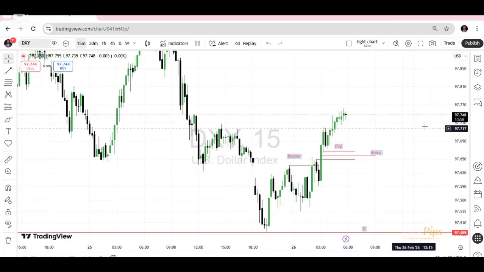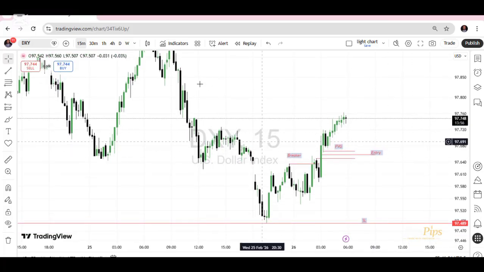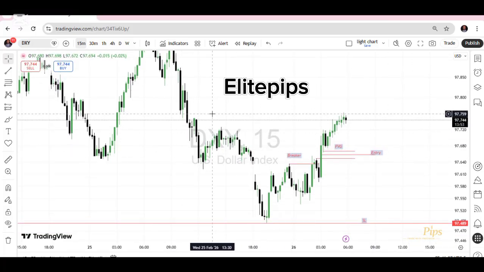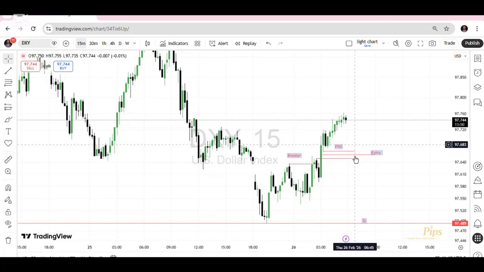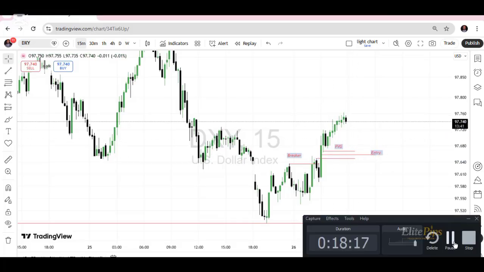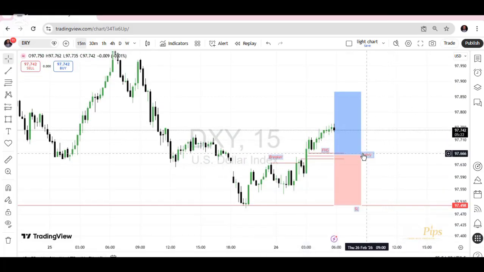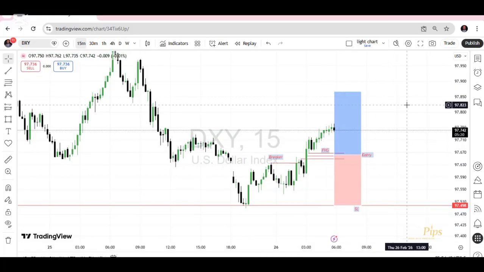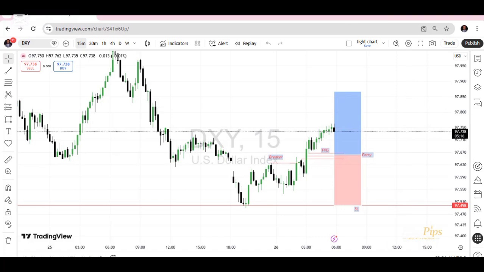Where are we targeting? You see, we have a price fair value gap here. So if price immediately retraces back and fills here, we go ahead and go for our entry. You can see this is the perfect setup that we are looking for. This is where our stop loss would be, and this is where we are looking for a possible target.